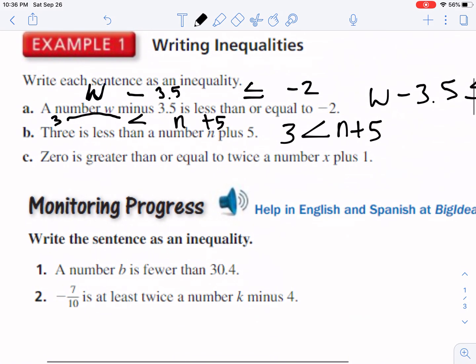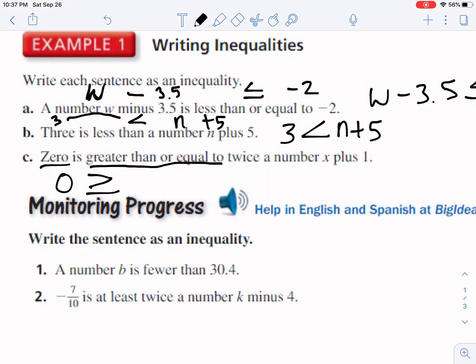What about C here? 0 is greater than or equal to twice a number x plus 1. So 0 here is greater than or equal to, so they're telling us outright which symbol we're going to use, twice a number x plus 1. Now this one might be a little bit more difficult than the first two. When we say twice a number, do they actually tell us what we're dealing with? All they tell us is that the number is x, right? So we don't know what the number is, we just know it's x.